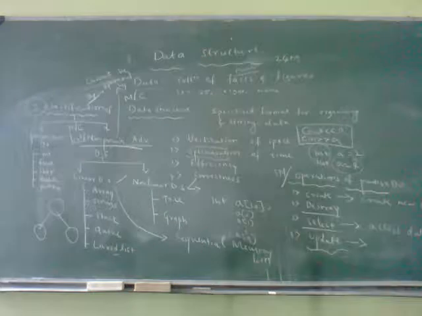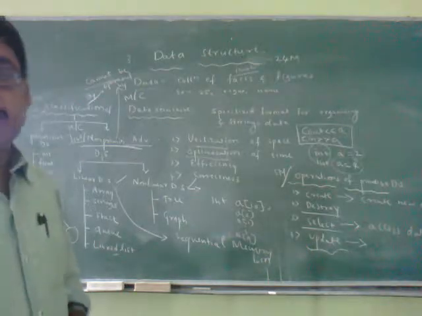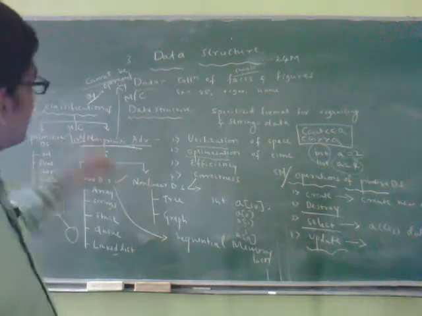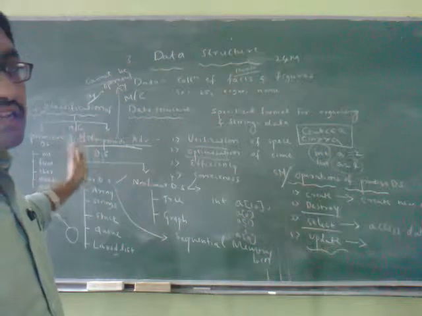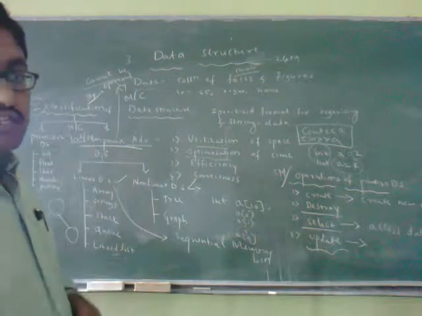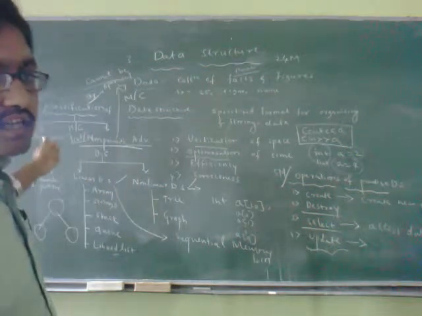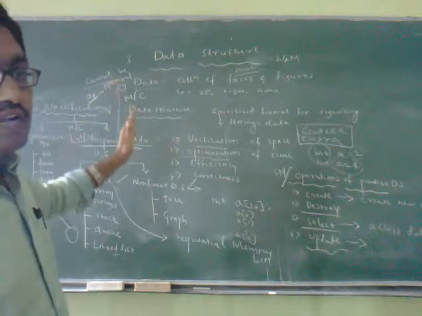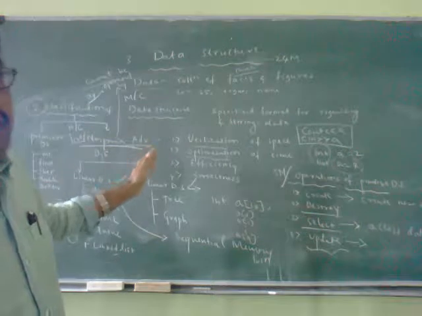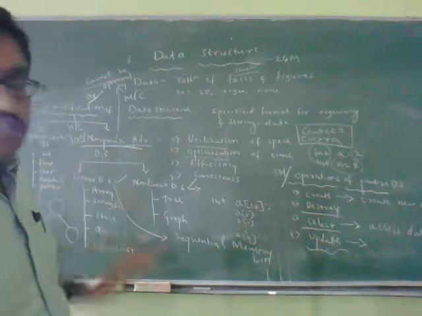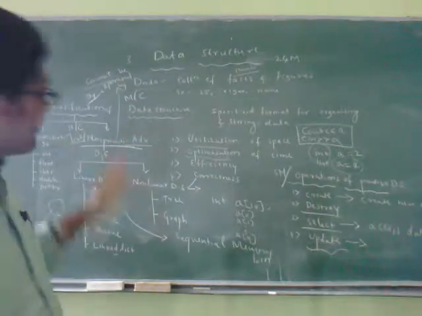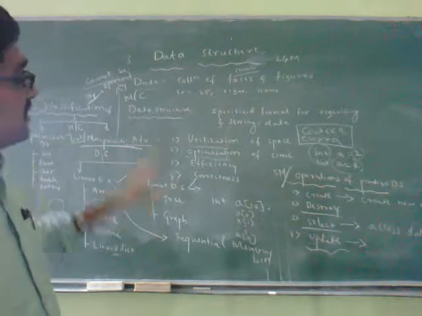In the examination, so many times they ask you to explain the classification of data structures. There are two types of data structure: one is primitive and the second is non-primitive. Primitive examples: int, float, char, double. In non-primitive there are two types: linear and non-linear. Examples for linear: array, string. Examples for non-linear: tree and graph. You have to remember this.